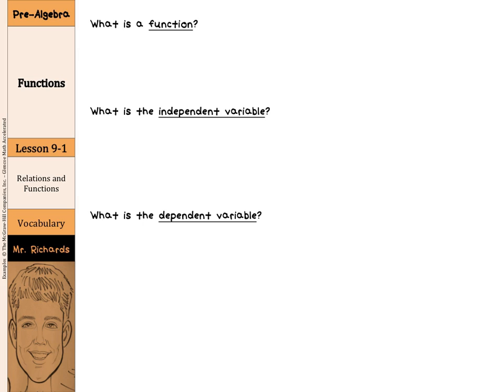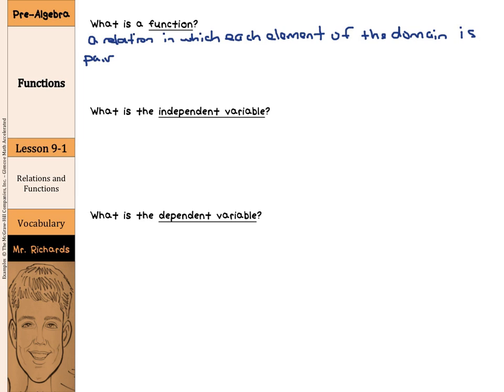And a function is a relation in which each element of the domain is paired with exactly one element of the range.